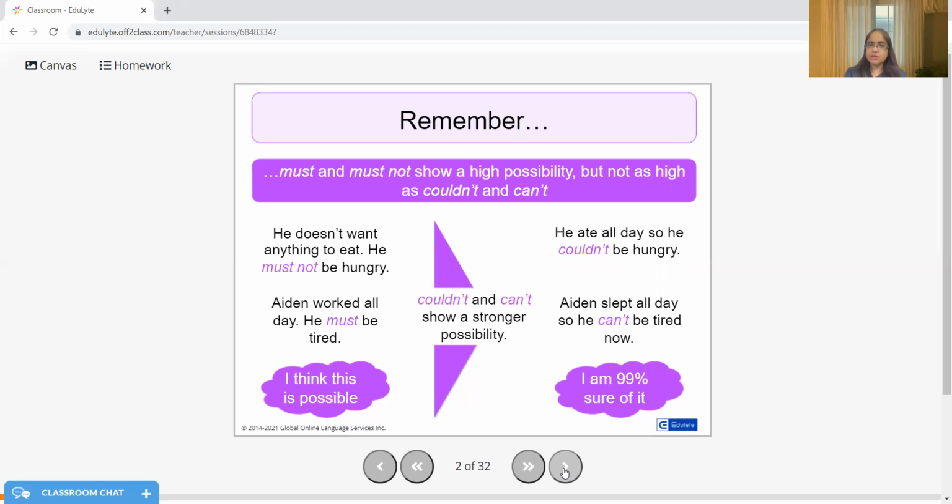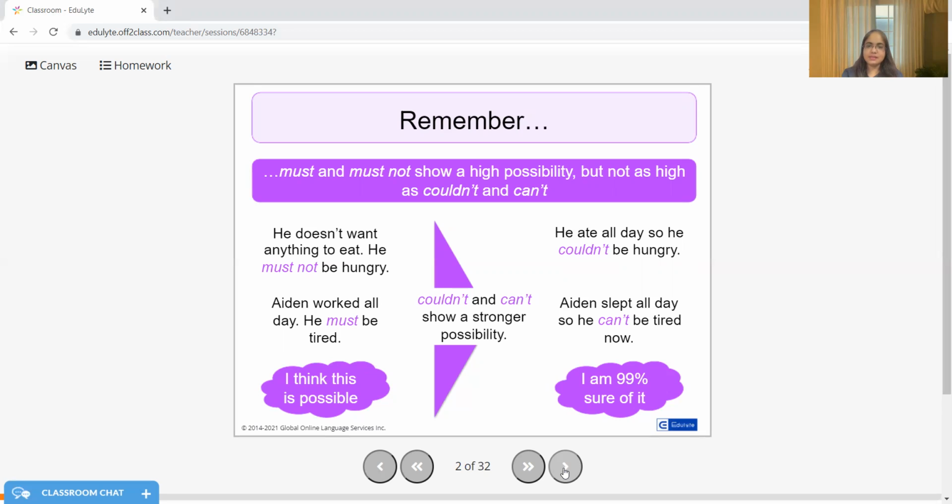So if I am using could not or cannot, I am referring to something which has a stronger possibility. Maybe I am 99% sure about that situation. He ate all day, so he could not be hungry. I have seen him eating throughout the day, and that is why, with so much surety, I'm saying he could not be hungry because he has eaten a lot.